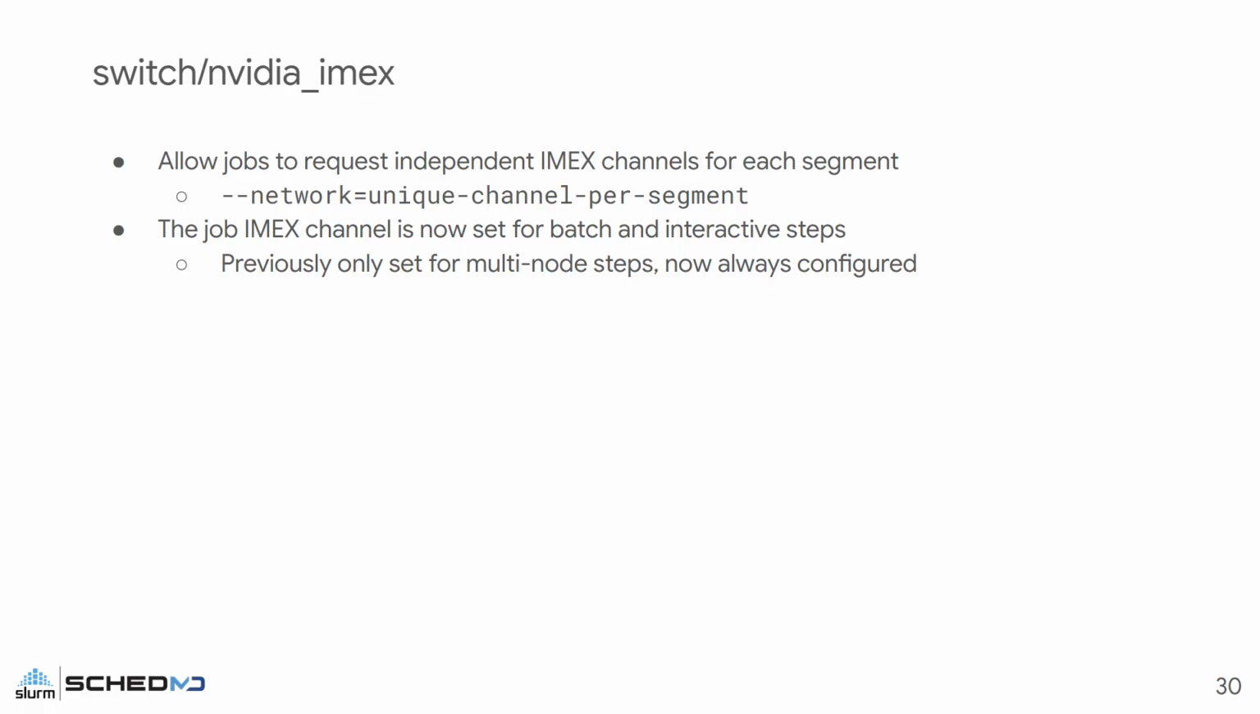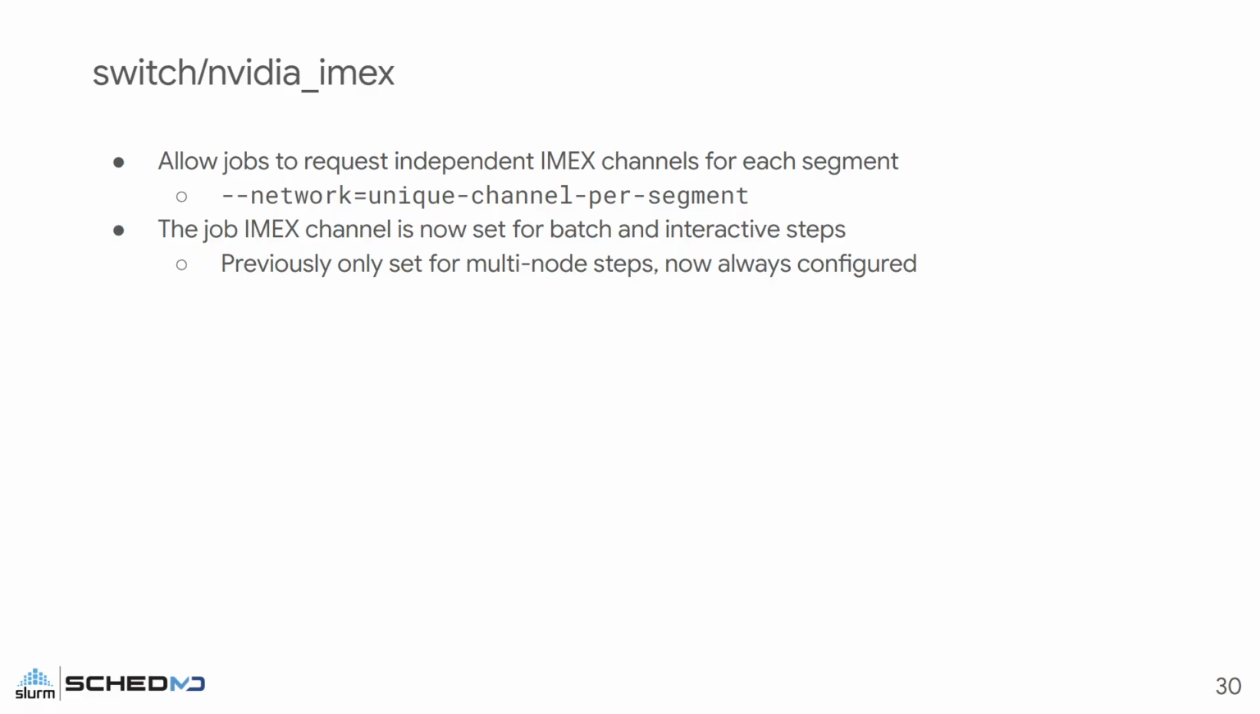Adjacent to this were some updates to NVIDIA IMEX. NVIDIA IMEX is usually used on systems that are running under topology block to allocate distinct IMEX channels. This new network option, unique channel per segment, comes in to say that if you're using segments and you want each of those segments to be isolated from one another and assigned a different IMEX channel, Slurm will then do this setup automatically for you.